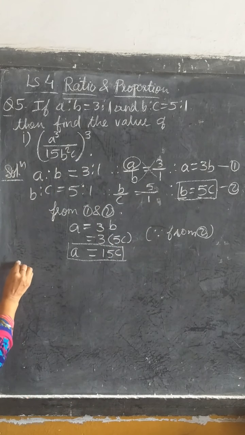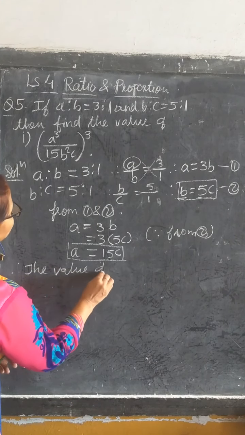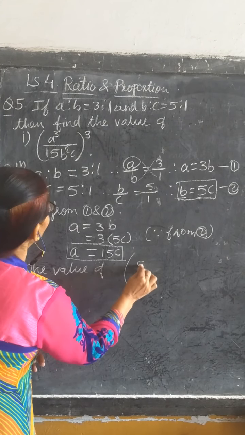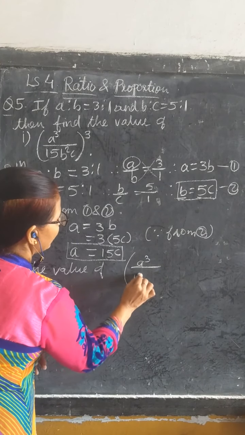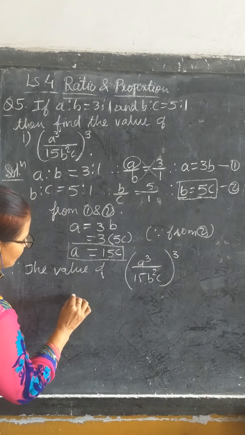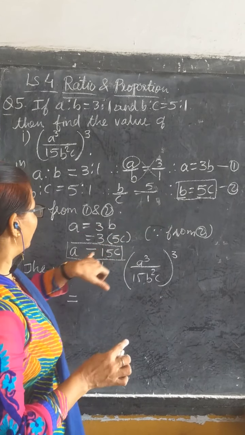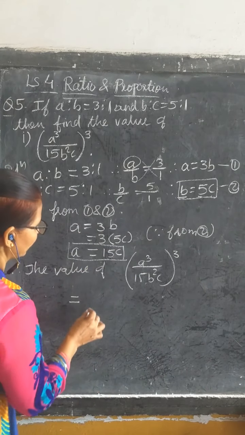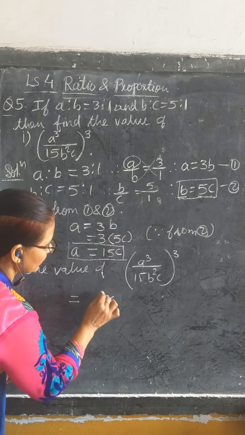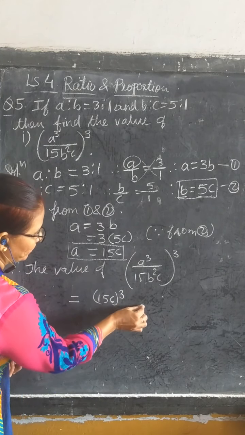Now you have to find the value of A cube by 15B square C whole cube. So now put the value carefully. What is the value of A? Here we have got A is equal to 15C, it's a cube, according to the question.